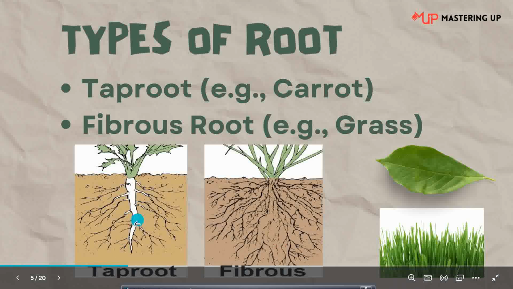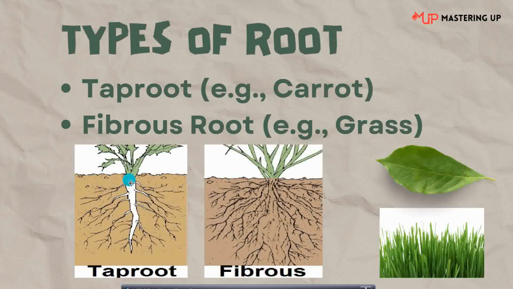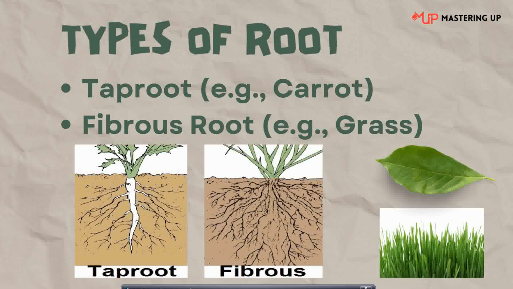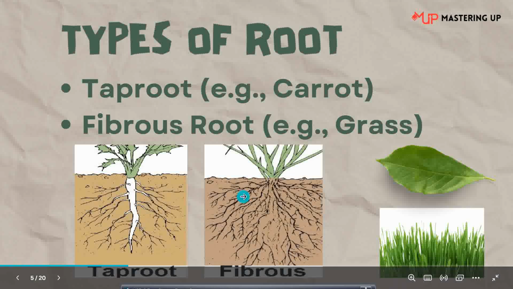In a taproot, there is a main root, and other small roots are developed from this main root. But in the fibrous root, all the roots start from a single point. From this you can see that the fibrous root anchors to the soil more strongly than the taproot, because the fibrous roots spread over the whole area, right? So it will be difficult to pull this plant off.